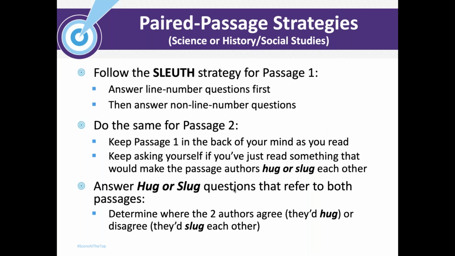And again, what I always advise my students to do is break each of the 2 passages into almost like 2 little mini passage tests, right? So you follow the sleuth strategy for passage 1, answering your line number questions first, reading in chunks, then going back and answering any non-line number questions. And then you're going to do the same thing for passage 2. So break that passage into chunks and answer questions. Don't try to read both passages at once and then go and answer the questions. You won't remember them. And then you'll come to your synthesis questions, your hug or slug questions, and you'll answer them after you've read and answered questions for both passage 1 and passage 2.